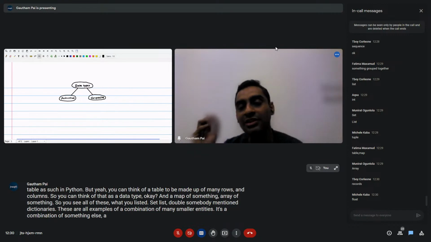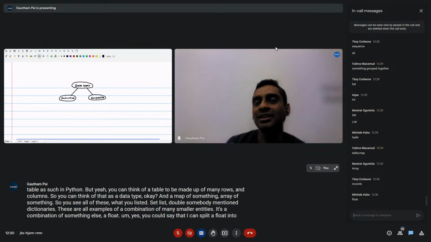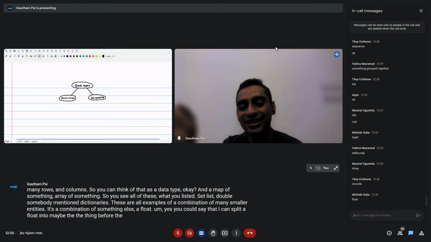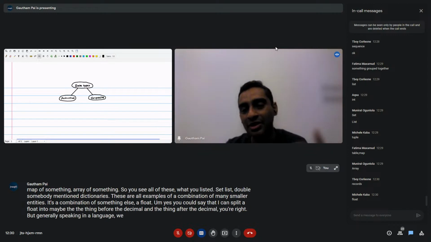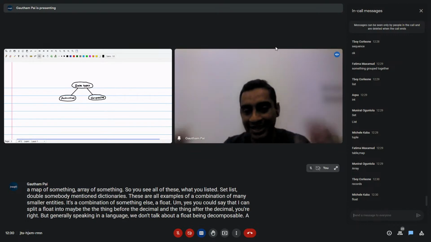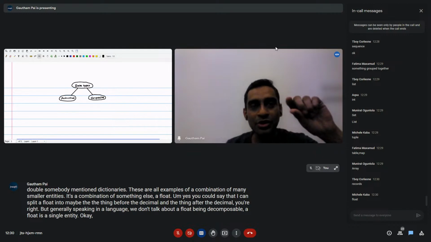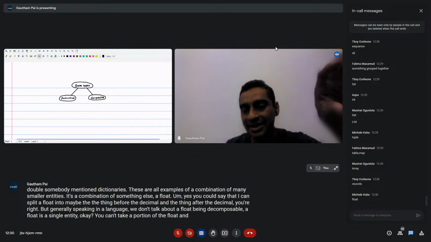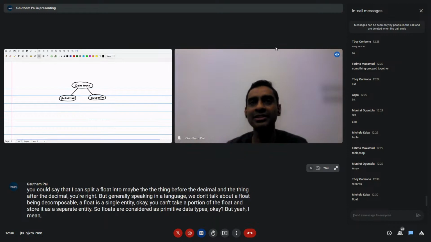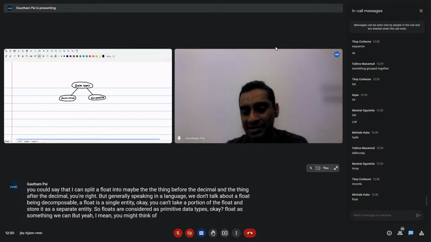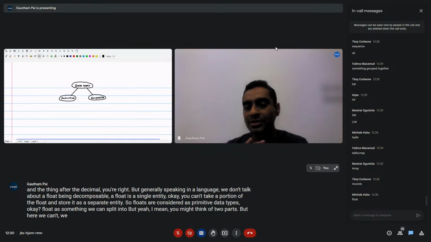A float, yes, you could say that I can split a float into the thing before the decimal and the thing after the decimal. You're right. But generally speaking, in a language, we don't talk about a float being decomposable. A float is a single entity. You can't take a portion of the float and store it as a separate entity. So floats are considered primitive data types. You might think of float as something we can split into two parts, but here we are talking about float as a whole entity.